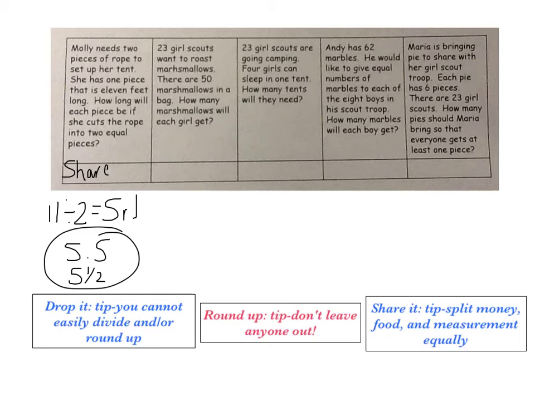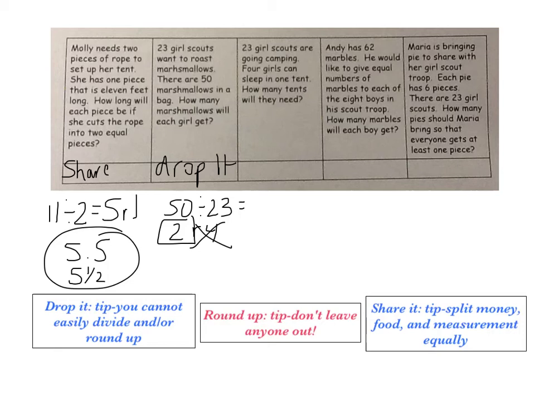Next one, 23 Girl Scouts want to roast marshmallows. There are 50 marshmallows in a bag. How many marshmallows will each girl get? So I've got 50 marshmallows divided by the 23 girls, and we get 2 marshmallows per girl with a remainder of 4 marshmallows. Well, it wouldn't be fair if you gave out those 4 marshmallows. We can't divide it equally, very easily, among the 23 girls. So we're just going to drop it, and each girl gets 2 marshmallows.